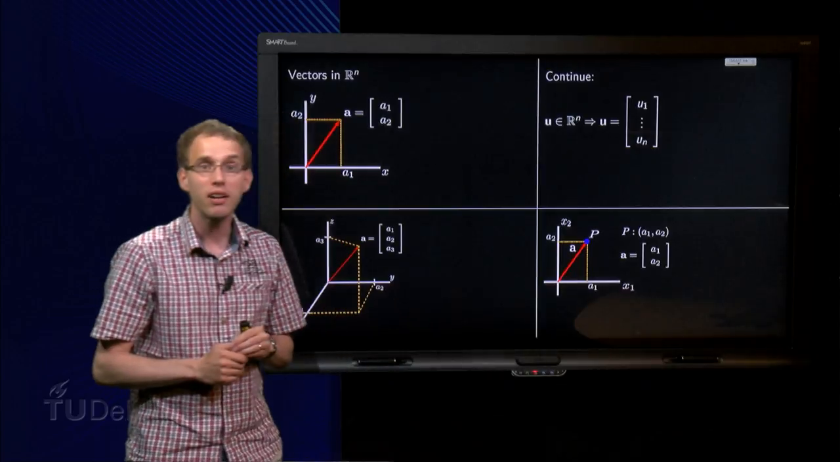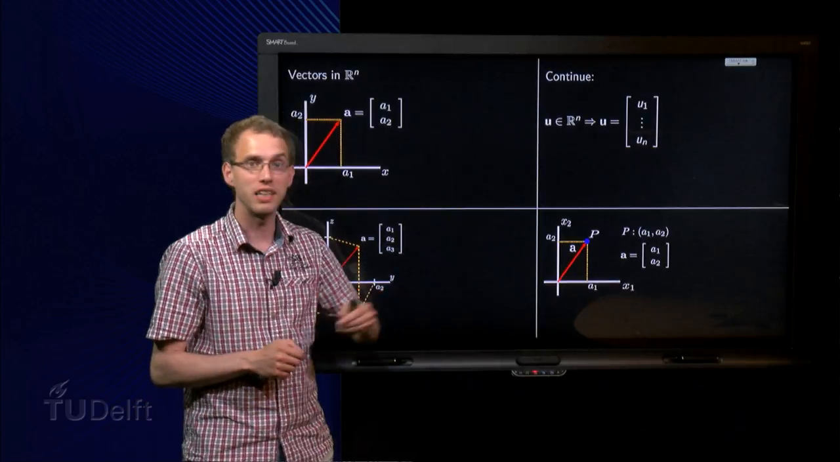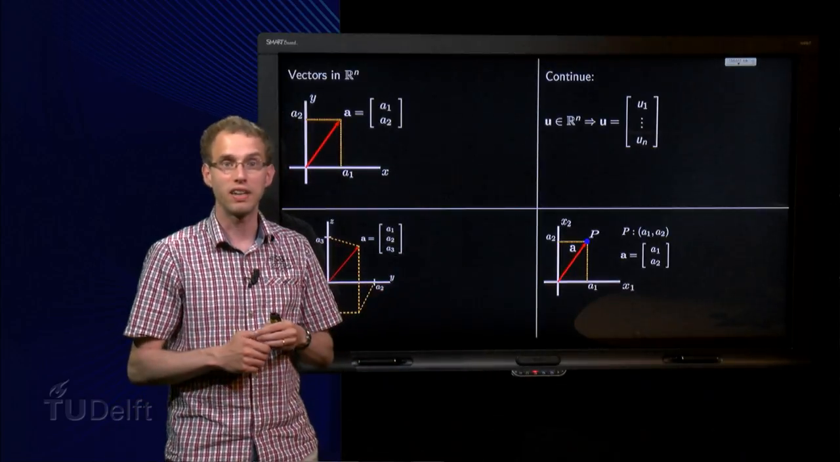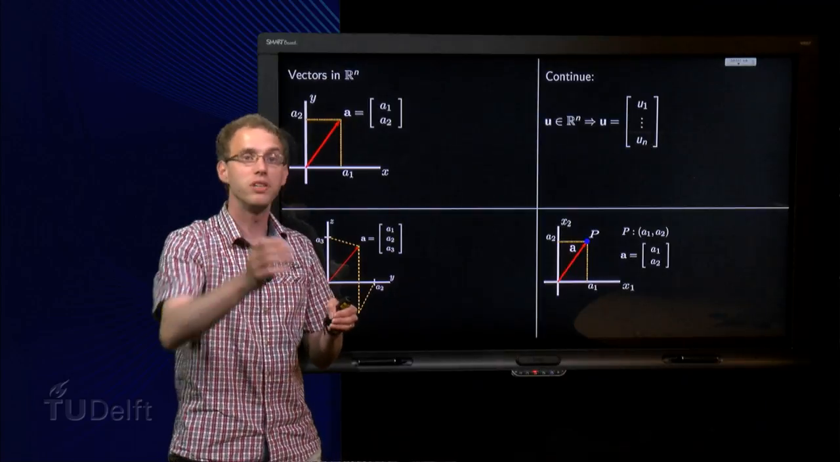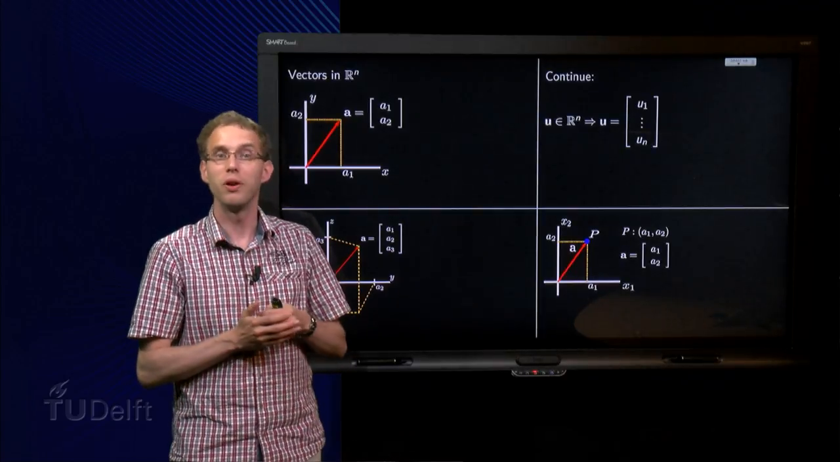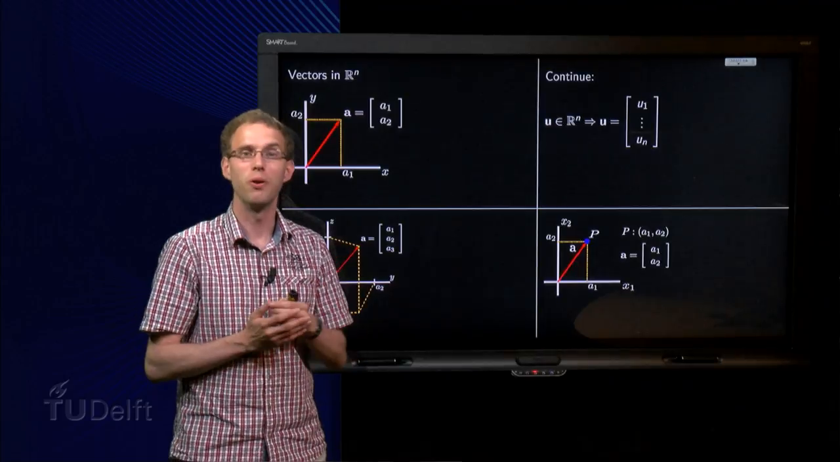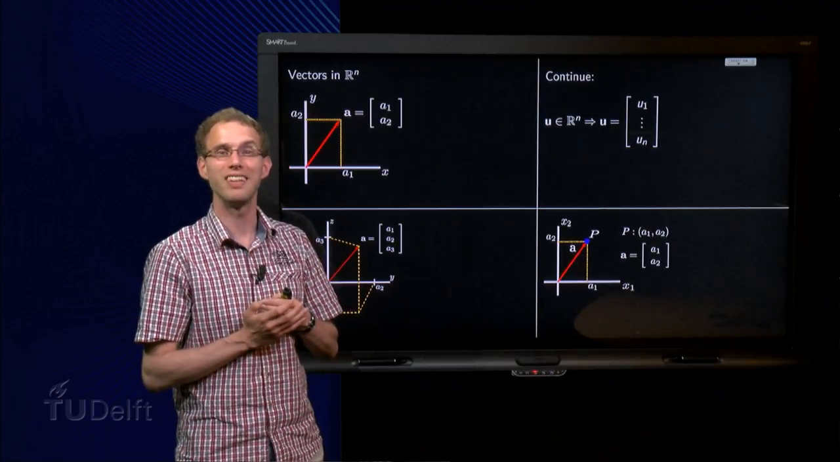So here you need to be a bit careful. You have to look at the text. When people are talking about vectors, they sometimes mean the point and vice versa. But well, now you are warned, so you will have no problems with that in your textbooks.